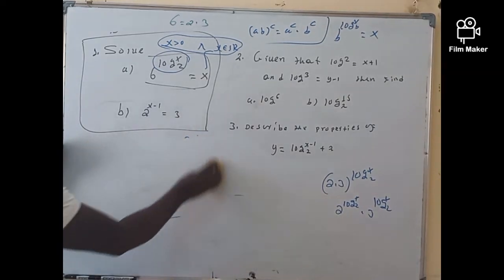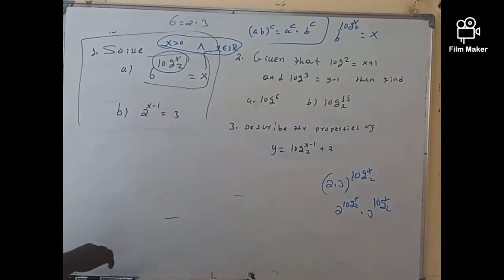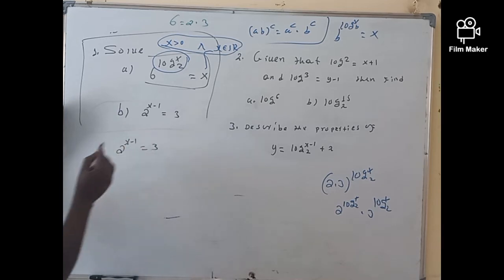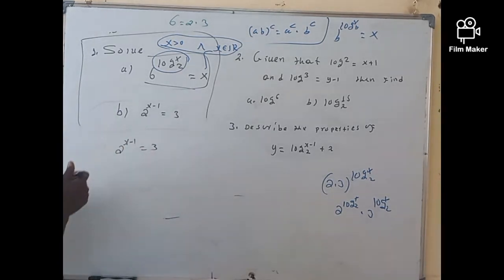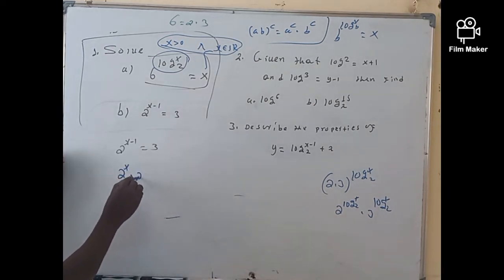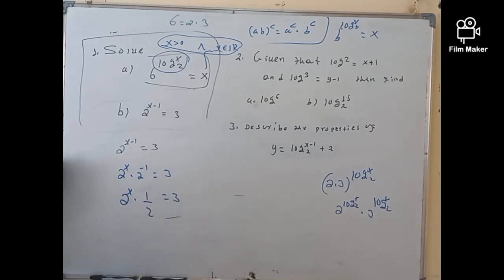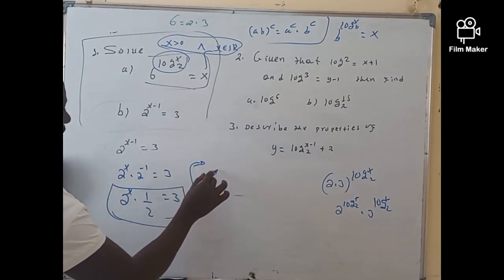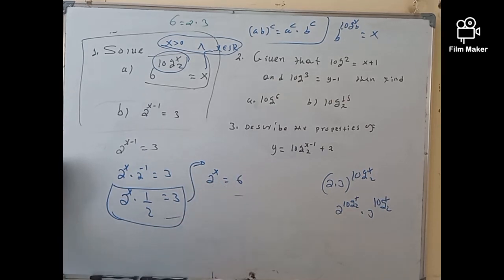How are we going to do the second problem? This one, 2 raised to x minus 1, which is 3. Now this can be written as 2 raised to x times 2 raised to minus 1, and that's going to be 3. And this is simply 2 raised to x times 1 over 2, which is going to be 3. Let's multiply both sides by 2. And this implies that 2 raised to x will be 6.